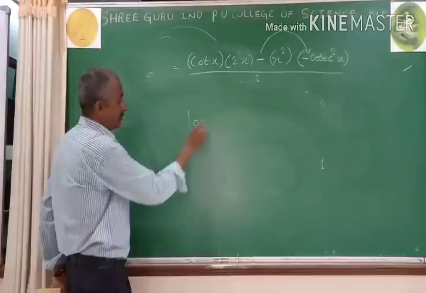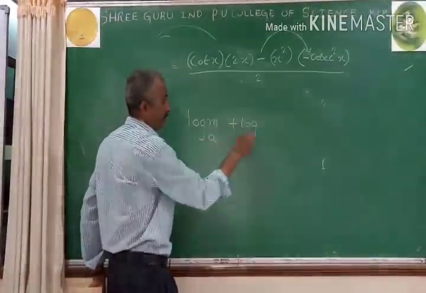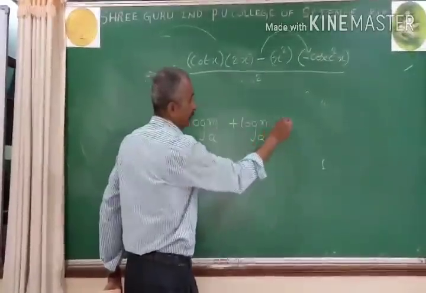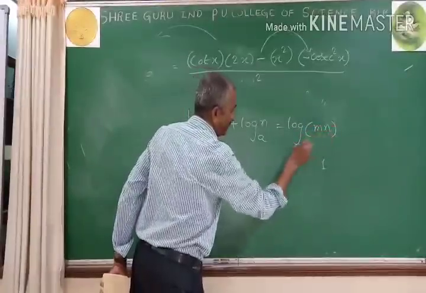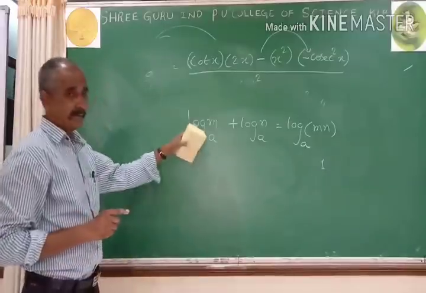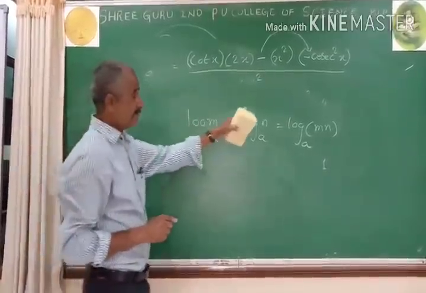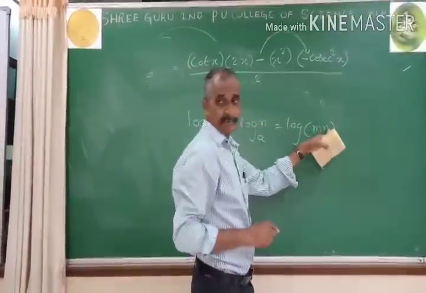Log m to the base a plus log n to the base a is always equal to log of m into n to the base a. So keep in mind this formula. What it says is that log m to the base a plus log n to the base a equals log of m into n to the base a.